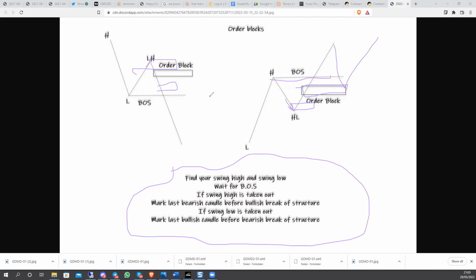Okay, so that is about the order blocks. Hope that helps you guys.